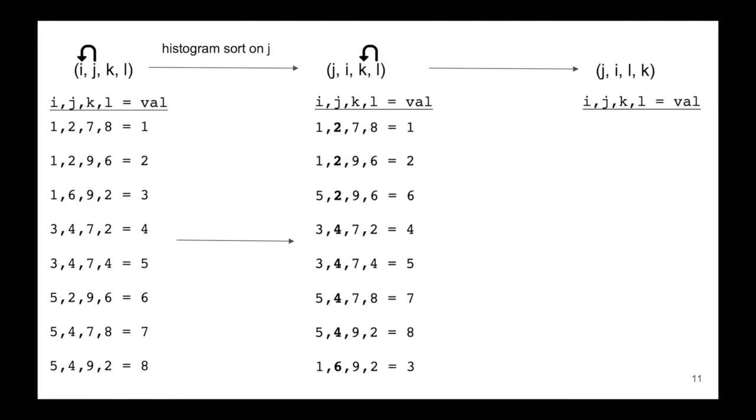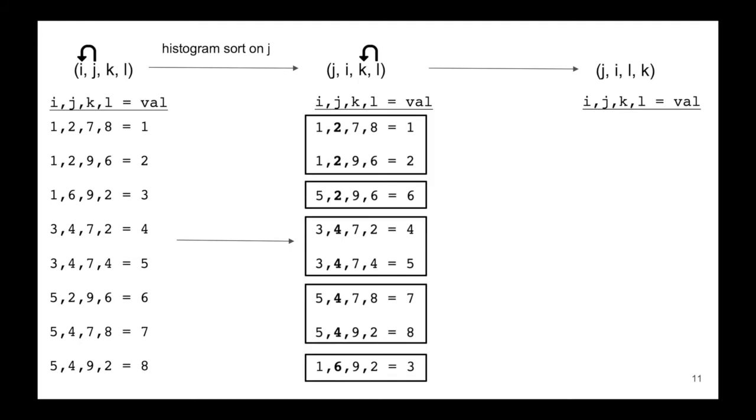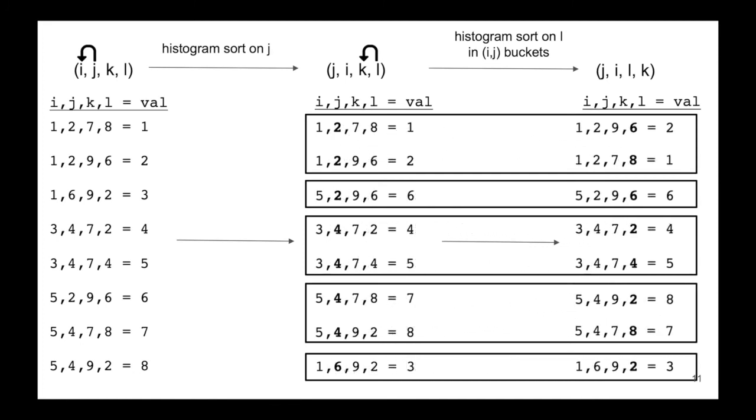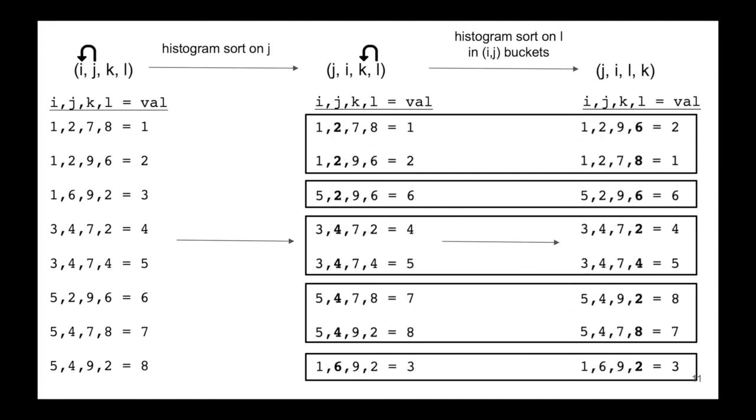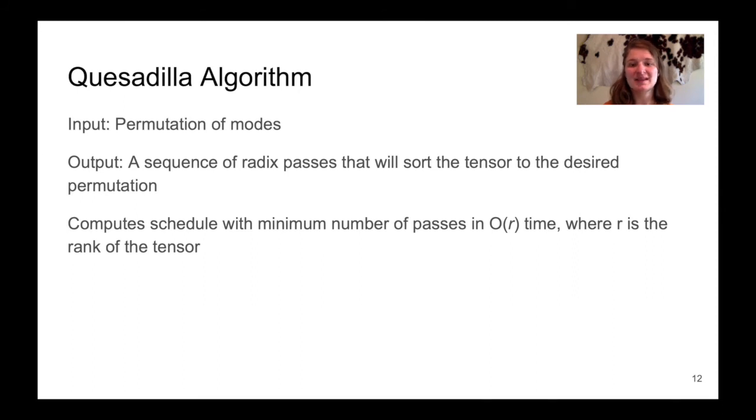Now we want to take this tensor and move L above k. In order to maintain the ordering of the top modes, we can create buckets of equivalent ji coordinates and sort within each of these. This allowed us to do the entire transpose using only 2 passes. In our paper, we described linear time implementations for both histogram sort and bucketed histogram sort, so we treat each of these passes as approximately equal. The Quesadilla algorithm is able to find these sort schedules for any permutation of any order tensor and will minimize the number of passes needed to get to the desired output permutation.